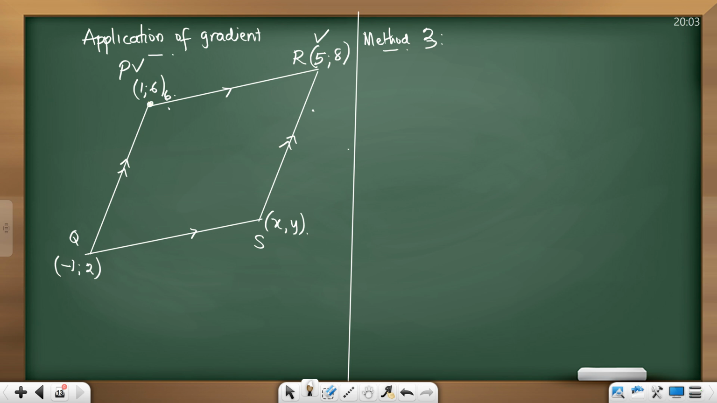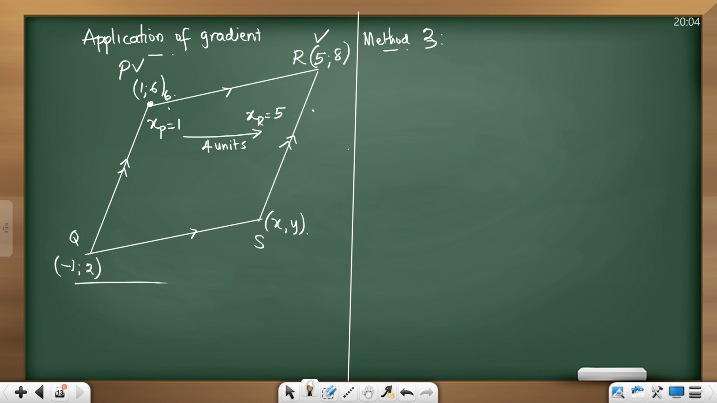What is the X value of P? 1. What is the X value of R? 5. Do you notice I am moving to the right by how many units? From 1, you just subtract. What is 5 minus 1? 4 units. Does that make sense? X value of P to X value of R, 4 units. 1 to 5. Basically, you say 5 minus 1, right minus left.